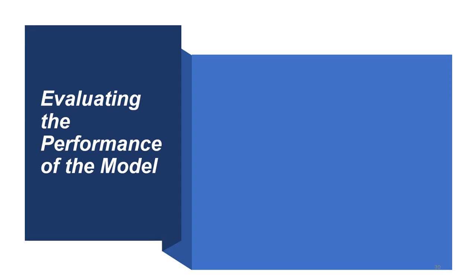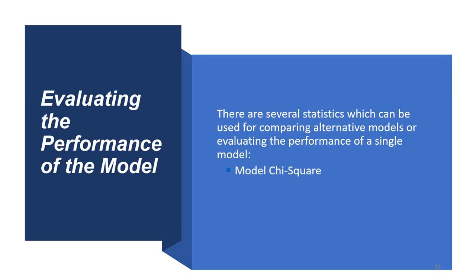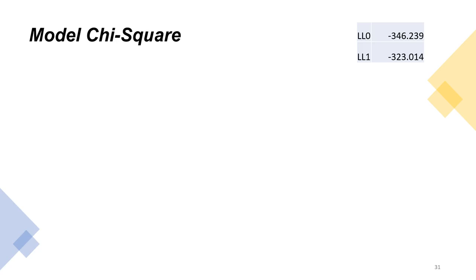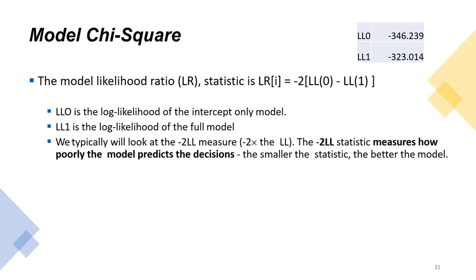So when you're comparing models or just evaluating one specific model, there are several statistics that you can use. You can use the model chi-square, you can use the pseudo R-square, or you can use the percent correct predictions. So let's go through our evacuation example. If we fit this data to a logistic regression, we can get several outputs here. And one of the things we get is the log likelihood.